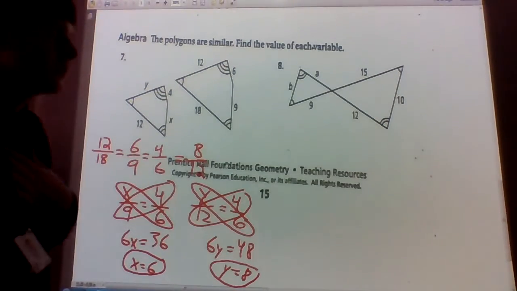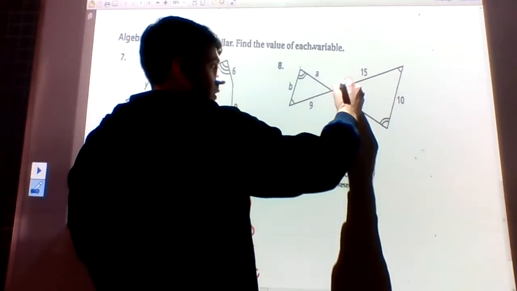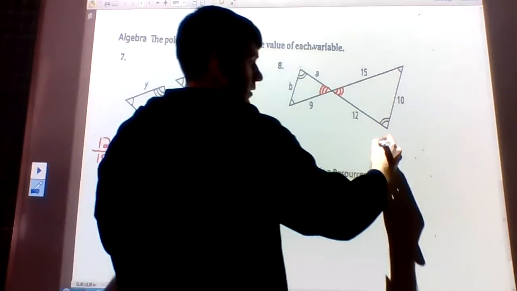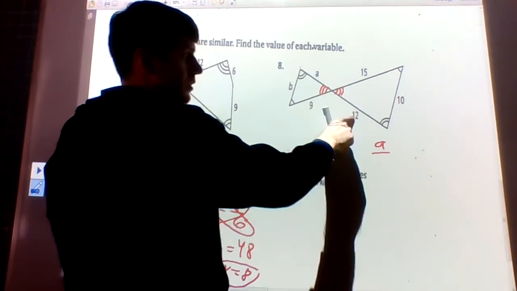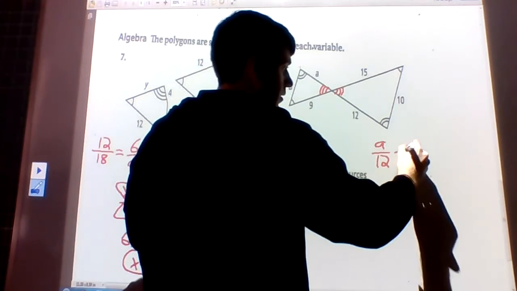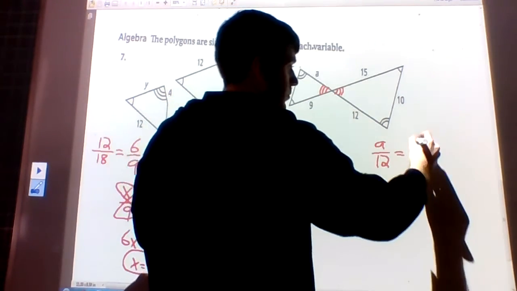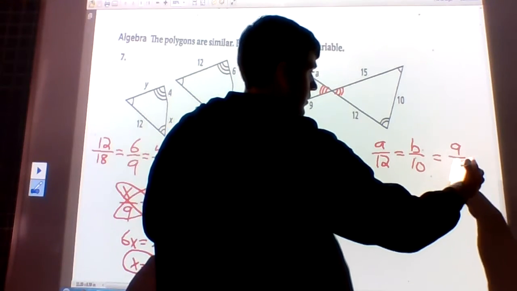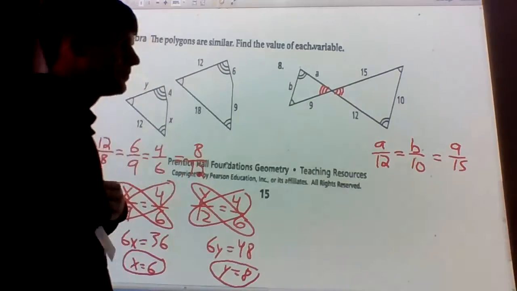Okay, over here, you can fill in vertical angles if it helps you think about it. The A is between the 2 and the 3, so A is going to match up with 12. B is going to match up with 10, and then 9 matches up with 15.